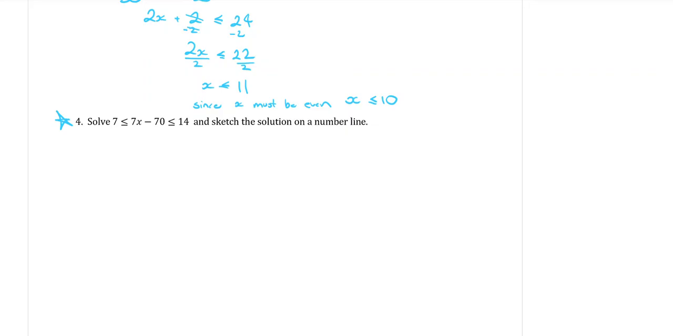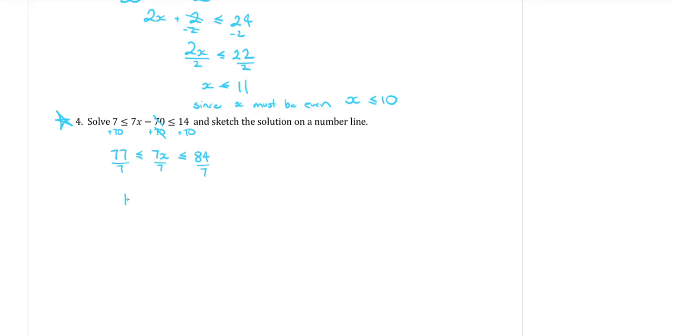So if I'm trying to find out what x is equal to, I want to get rid of the 70 and the 7. So the first thing I'll do is add 70 to the 3 different parts of that inequality. 7 plus 70 is 77, is less than or equal to, those ones will cancel out, so 7x, and 14 plus 70 is 84. Now to get rid of this 7 here, I'm going to divide by 7, divide by 7, divide by 7, all 3 parts.